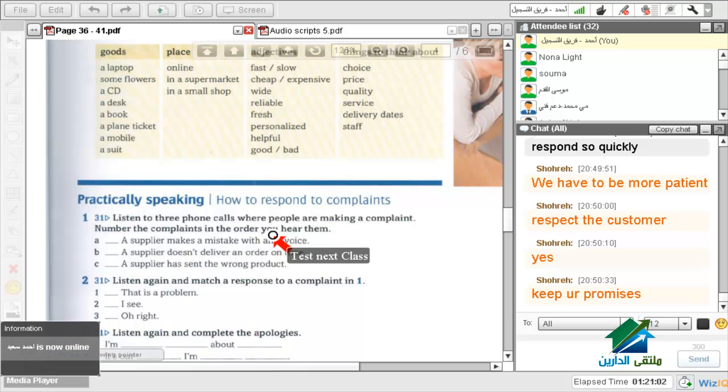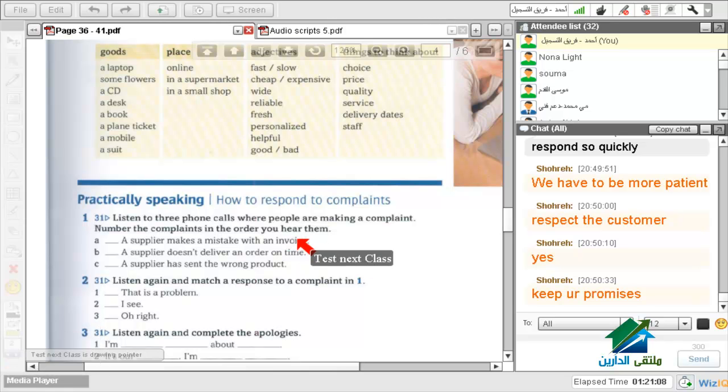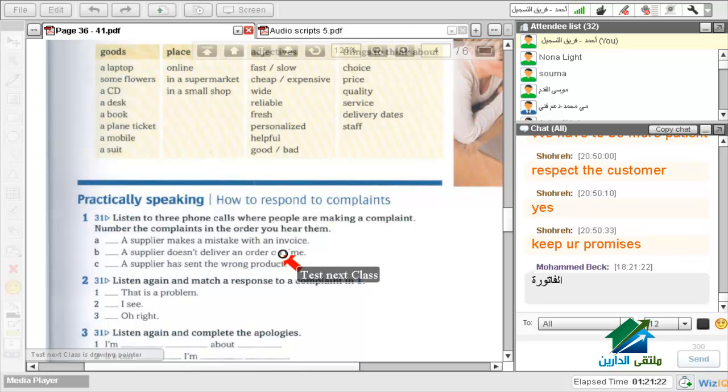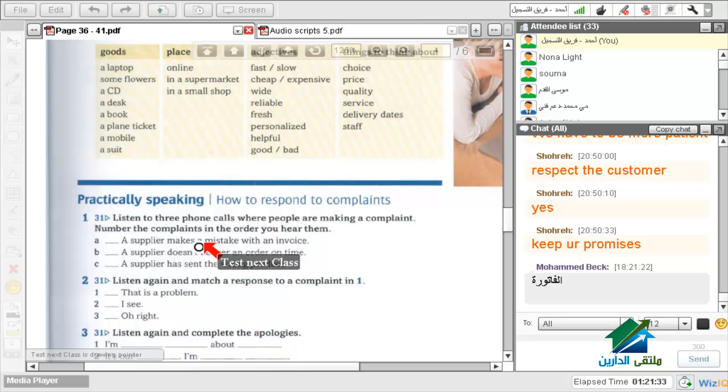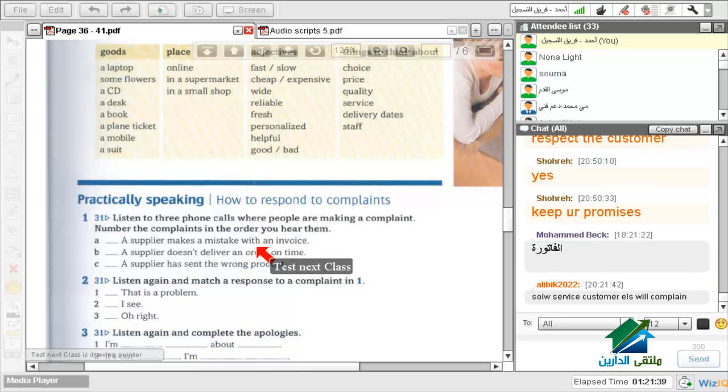A supplier makes a mistake with an invoice. What does it mean, invoice? Someone can translate here in Arabic or whatever. Invoice, it's a bill, you can say, like the bill. So a supplier makes a mistake with an invoice. A supplier doesn't deliver an order on time. A supplier has sent the wrong product. So you have 3 bad customer service here. Miscommunication, or you're not keeping your delivery times, and mistakes in invoices and bills.